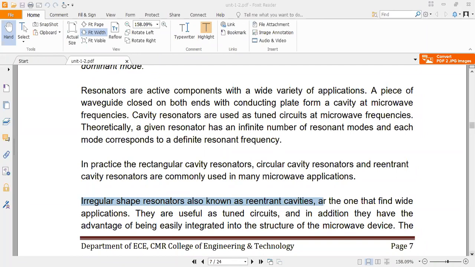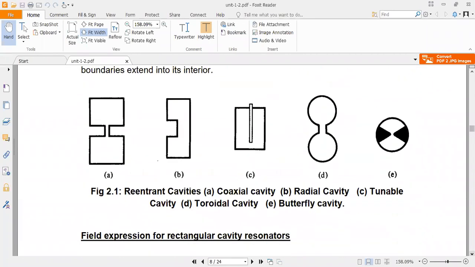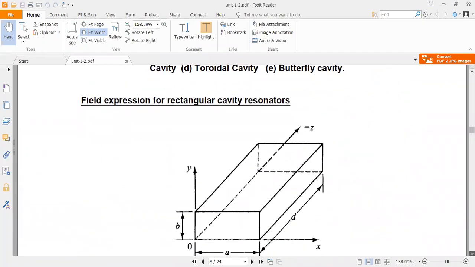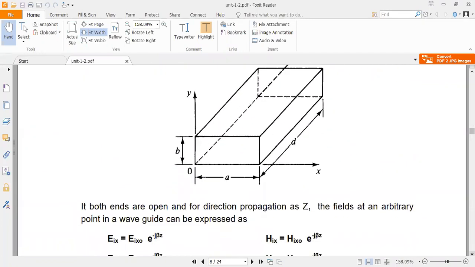So we'll see what the field component expressions are. We have already completed and derived the field component expressions of a rectangular waveguide operating in TE mode and a rectangular waveguide operating in TM mode. What I mean by field components is nothing but EX, EY, HX, HY.